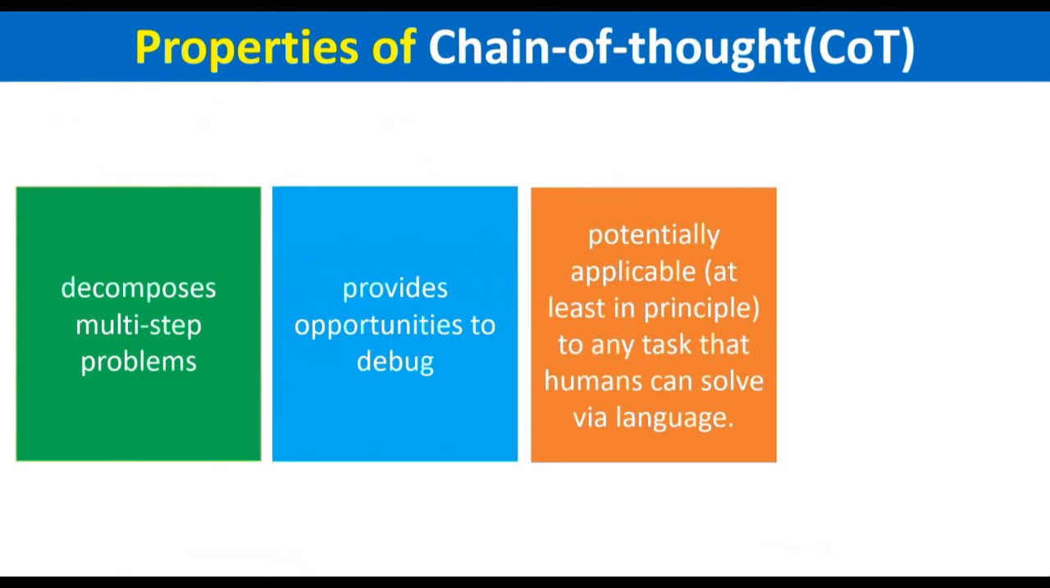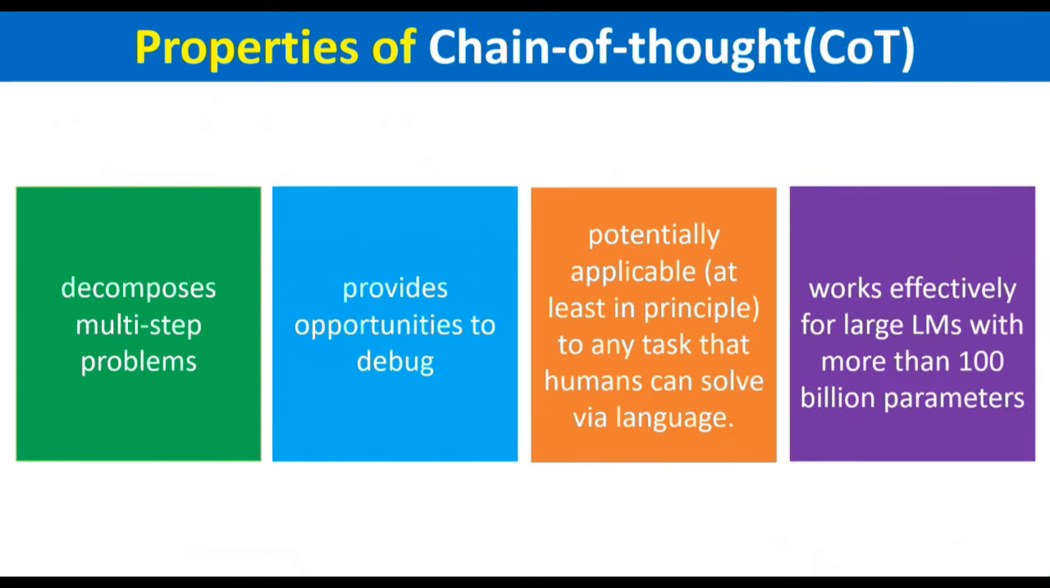Third, chain of thought reasoning can be used for tasks such as math word problems, common sense reasoning, and symbolic manipulation, and is potentially applicable, at least in principle, to any task that humans can solve via language. Finally, chain of thought reasoning can be readily prompted in sufficiently large off-the-shelf language models simply by including examples of chain of thought sequences in the exemplars of few-shot prompting, or just by adding "let's think step by step" in zero-shot prompting.